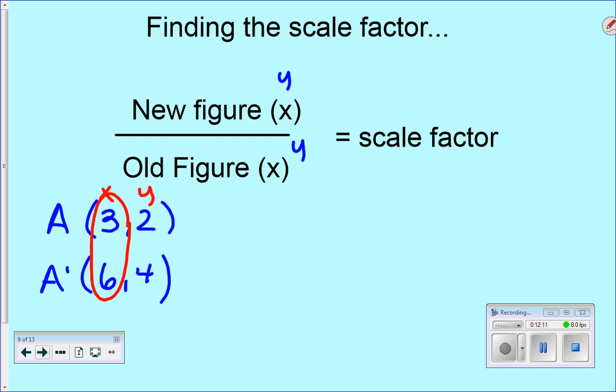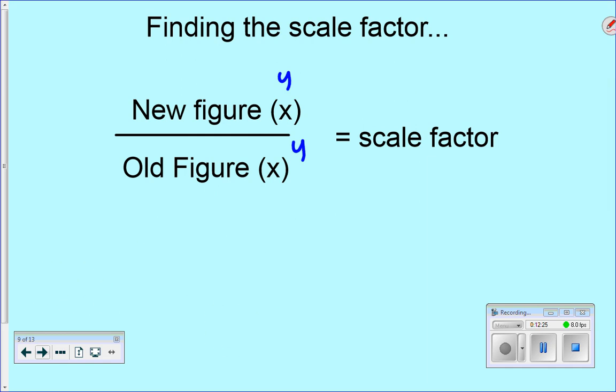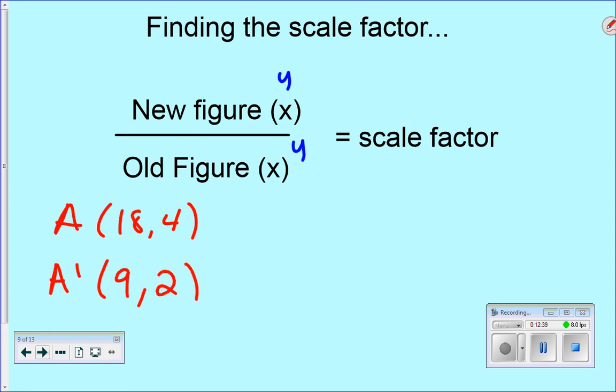So what's my new figure? It would be 6, right? My x is 6. My old is 3. Well, I know my scale factor is 2. But be careful, because you might have something like this. Old A is 18 and 4. New A is 9 and 2. What's my scale factor? It's not 2. Because what's my new? What's my old?